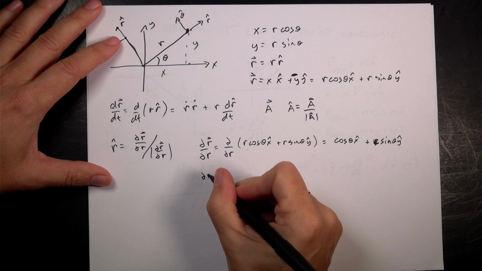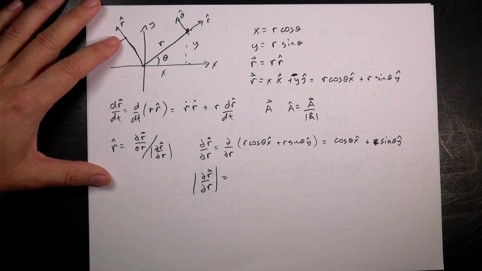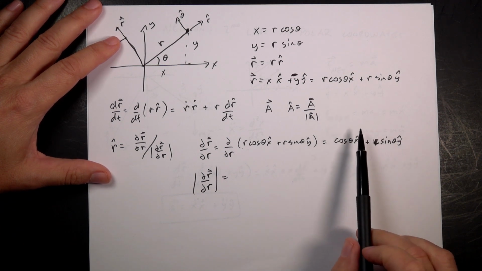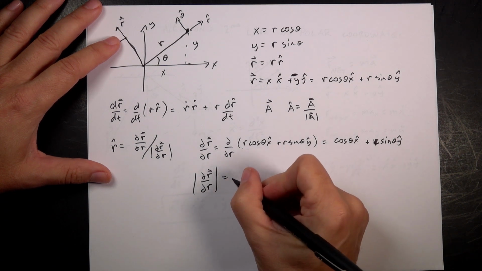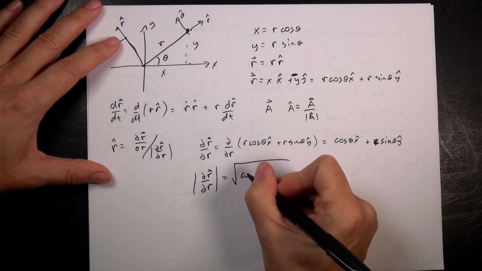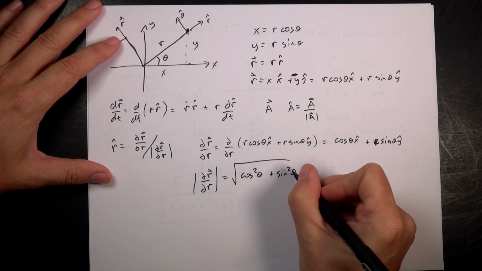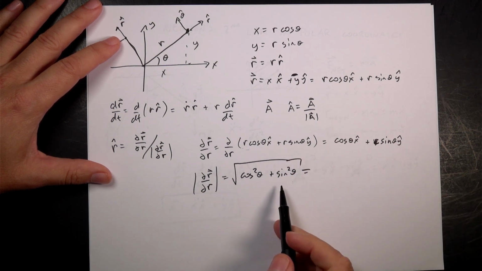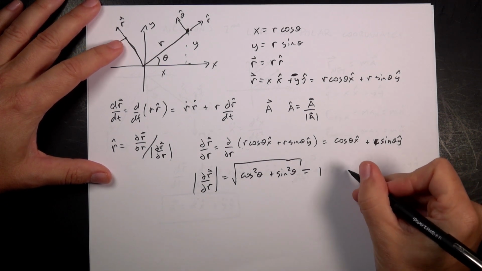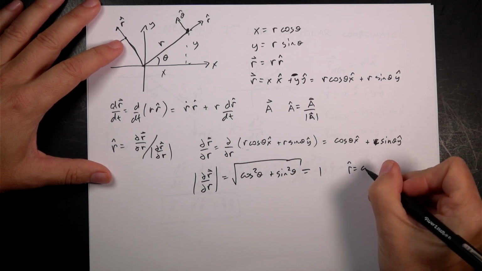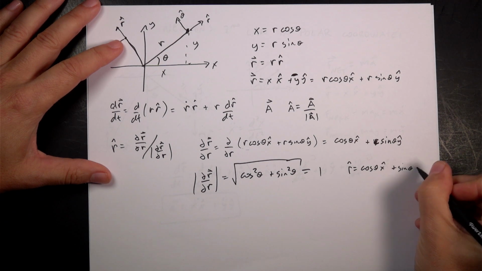Now I need to find the magnitude of this vector. So the magnitude of the partial with respect to r is going to be equal to, if I have a vector in Cartesian coordinates, the magnitude is this squared plus that squared, and then take the square root. So it's going to be the square root of this squared, cosine squared theta, plus that squared, sine squared theta. And sine squared plus cosine squared is 1, so this is just 1. So that gives the following. r hat is going to be cosine theta x hat plus sine theta y hat.